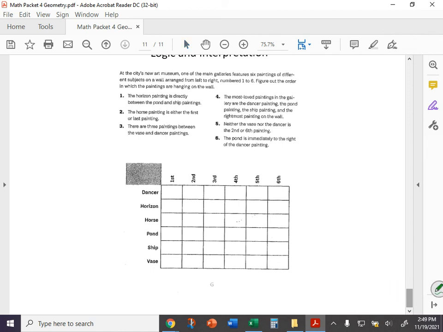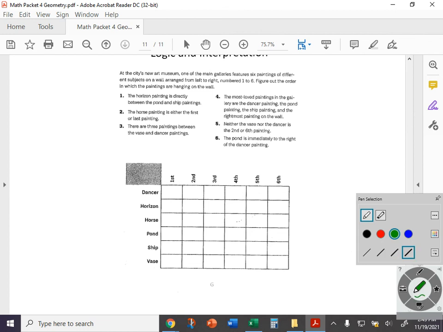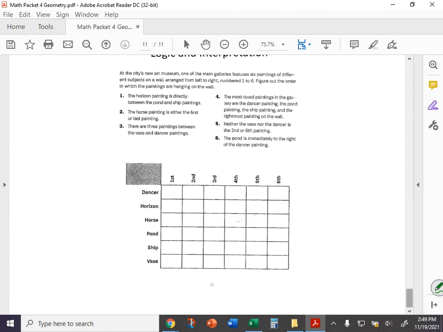And so what you need to remember here is that rarely will these clues ever get you the right answer, but they'll allow you to eliminate wrong answers. If we know that the horizon painting is between the pond and the ship paintings, that means the horizon painting can't be on an end. Because then it's not between. If it's the first painting or the 6th one, it's not between any. So we can eliminate the horizon painting as the first and the 6th. That's the kind of thought process that you want to have for these.